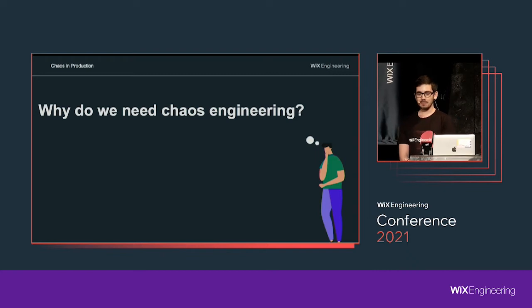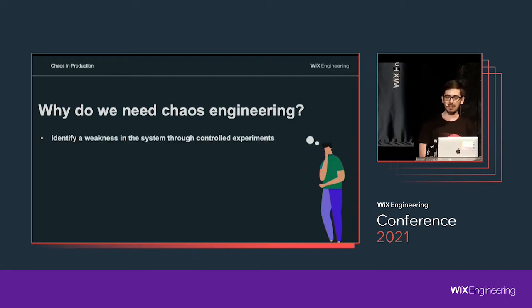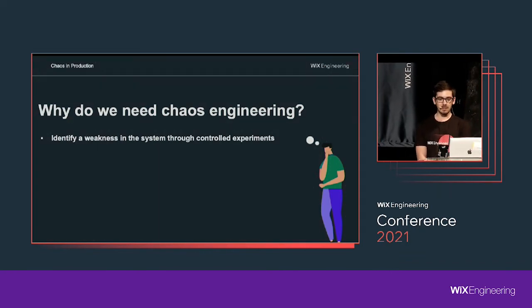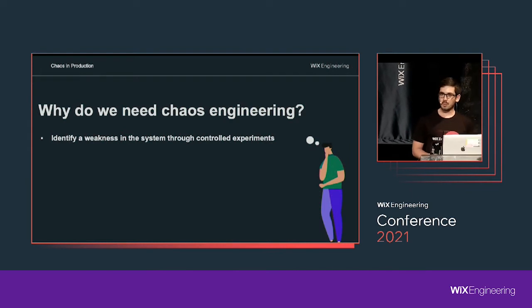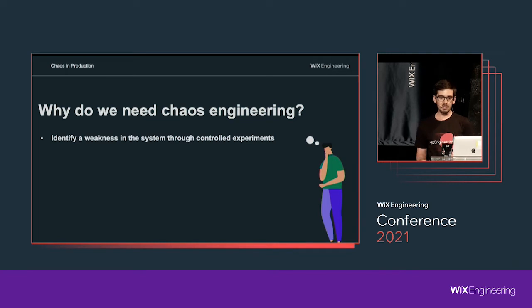Why do we need it? We need it to identify weaknesses in the system through controlled experiments. Whenever we run the experiment, we want to make sure that the system is still working as it should. If something bad happened during the experiment, we return everything as it was before, we write down the issue in order to resolve it later, and make sure that this issue never happens again.